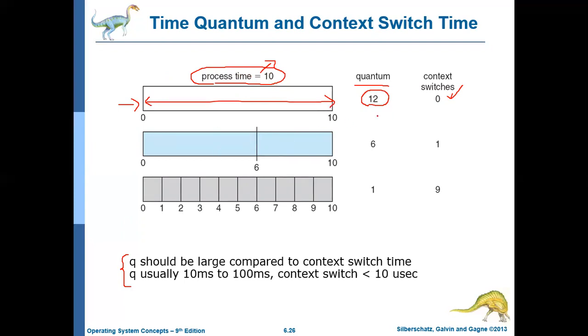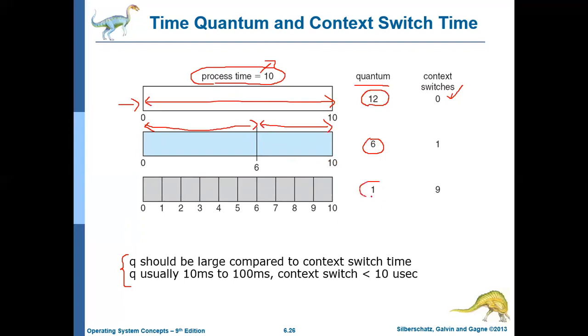Now let us assume the time quantum is reduced to 6 milliseconds. If the time quantum is reduced to 6 milliseconds, then what will happen? First, this particular process will execute for the first 6 milliseconds. After that, there will be a context switch. And then again, after some time, it may get the CPU and it may execute for the remaining 4 milliseconds, because each time interval contains 6 milliseconds. In the second case, by the end of the fourth millisecond, it will finish.